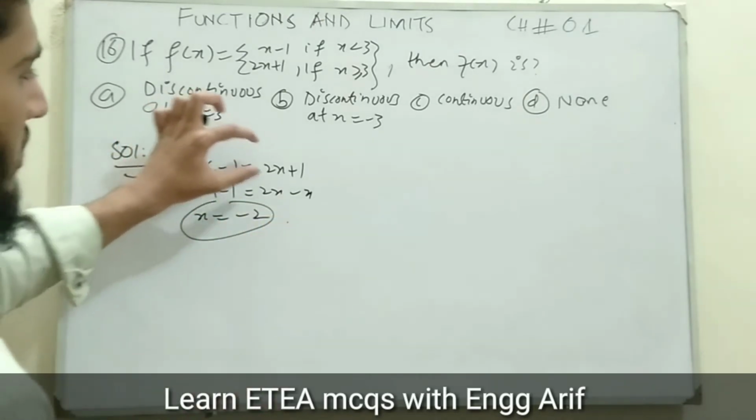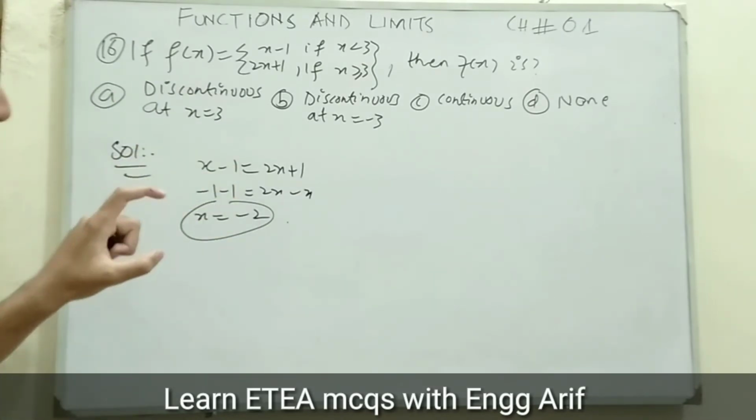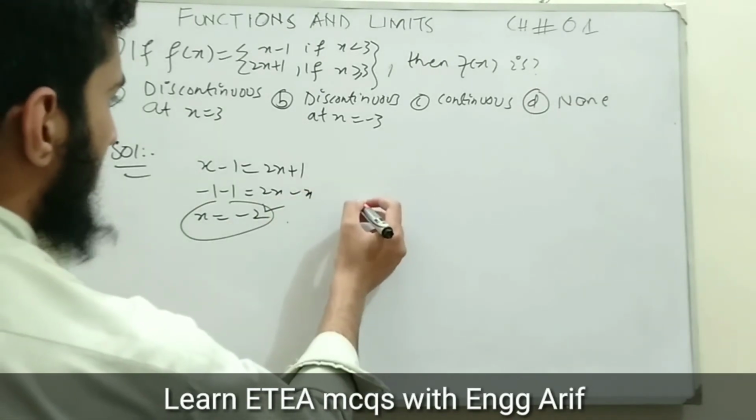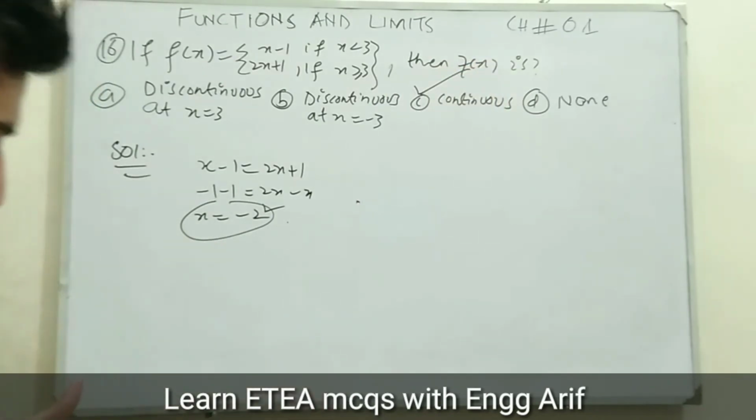So here is no fraction. We already learned in the previous exercise number 1.4, when there is no fraction, the function will be continuous throughout. Function will be discontinuous if the function is in fraction form. Here is no fraction, it means the function is continuous. So the correct option is option C.